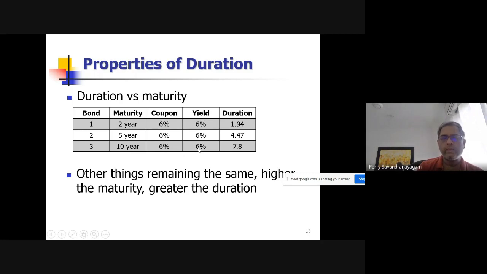So if the yield here goes to 8%, what will happen to duration? On the last one, bond number 3, if the yield goes to 8%, what will happen to the duration of the bond?